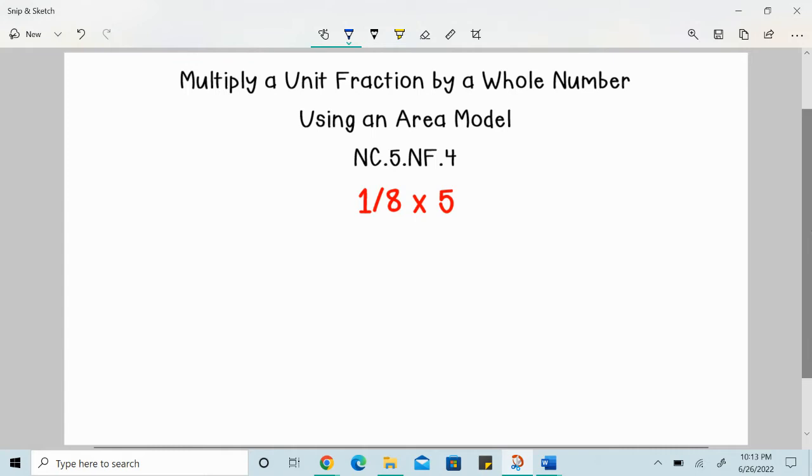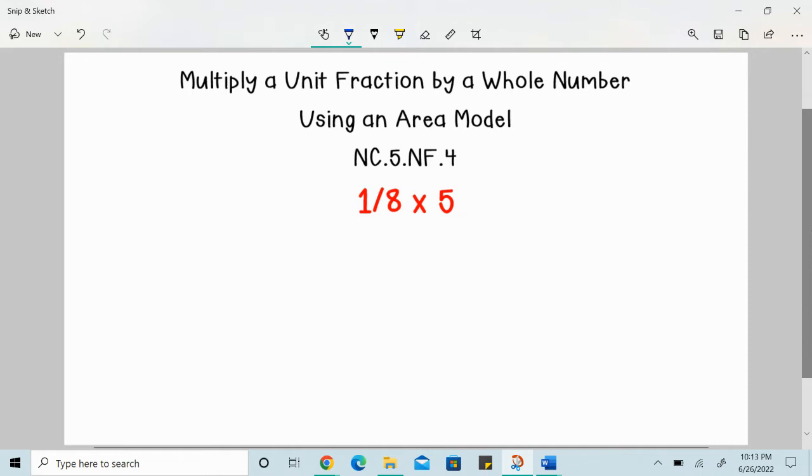And in this example, we're going to use an area model to multiply 1/8 by 5. Drawing on what students learned in fourth grade, they can look at this as repeated addition. They can think about this as we have 1/8 5 times.